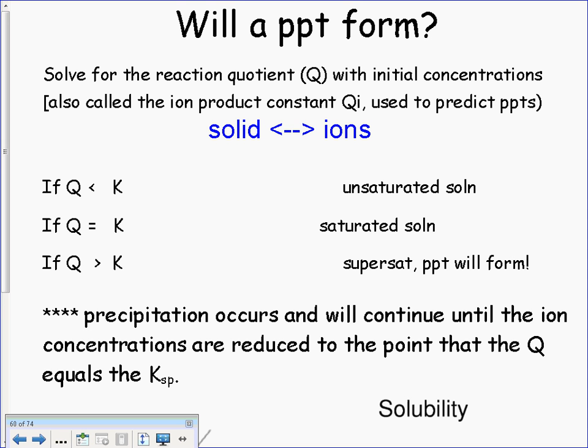What does Q greater or less than K mean? So again, why would Q be greater than K? I'm starting on the bottom one. They answered me earlier on this one. Too many ions. Okay. So too many ions in solution means that it is a supersaturated solution, right? Well, supersaturated solutions are very fragile. They're very unstable. They will immediately precipitate out.